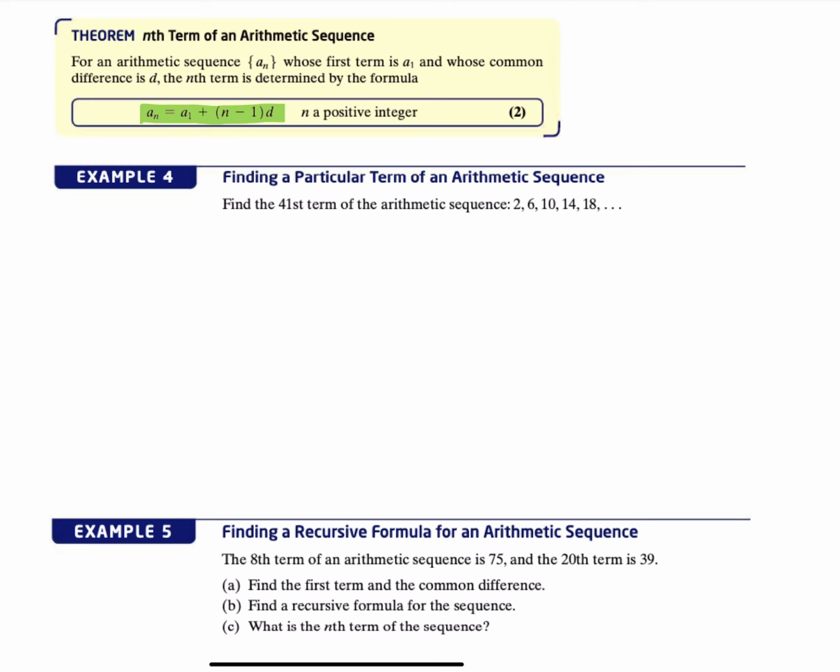We want to find the 41st term of this arithmetic sequence, and they don't give us the recursive definition or anything, they just list the sequence. So 2, 6, 10, 14, 18. It looks like each term they're adding 4. So let's list our first term. A sub 1 is 2. And then our common difference is 4.